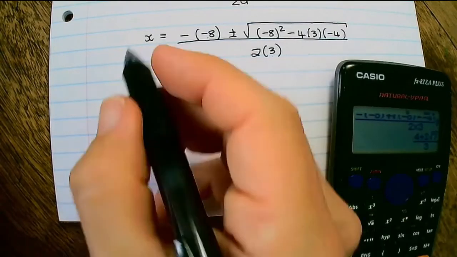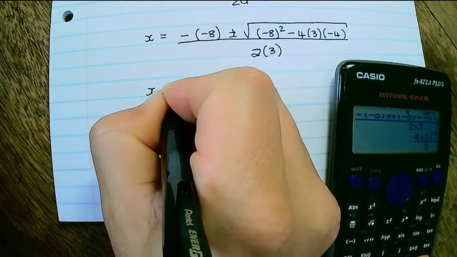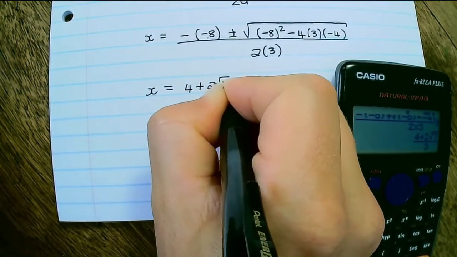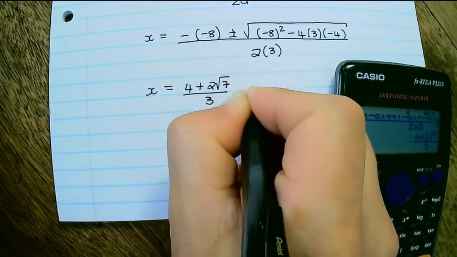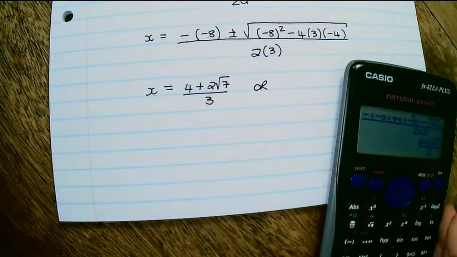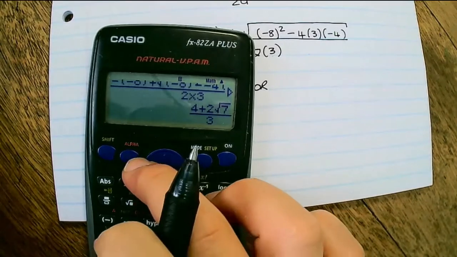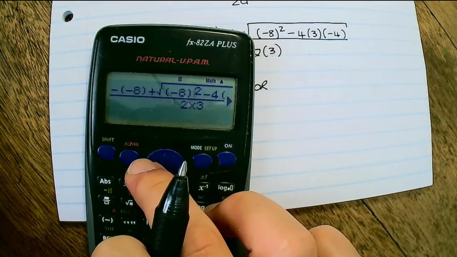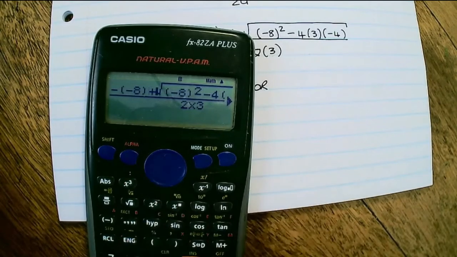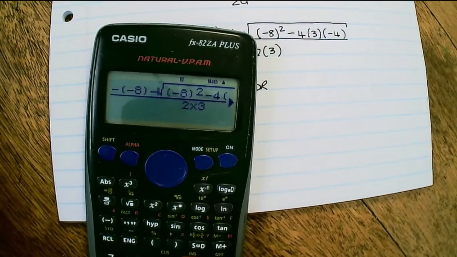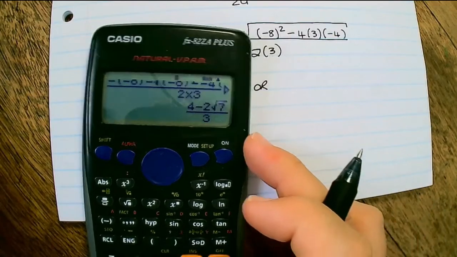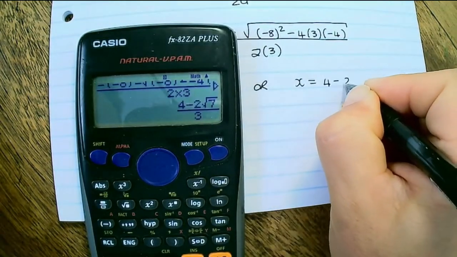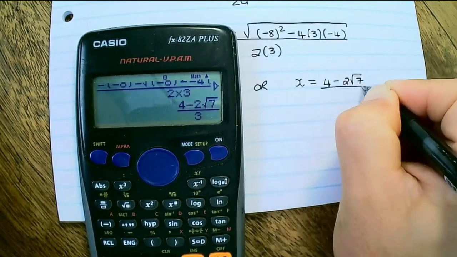So I can say x is equals to 4 plus 2 square root 7 over 3, or find the second value. Then I go to the fraction and I replace the sign in front of the square root with a negative. So x would be equals to 4 minus 2 square root 7 over 3.